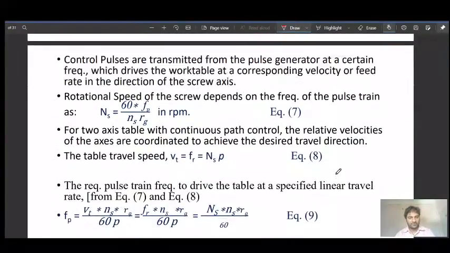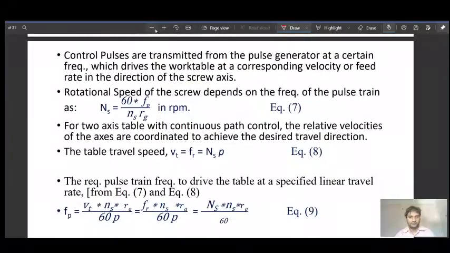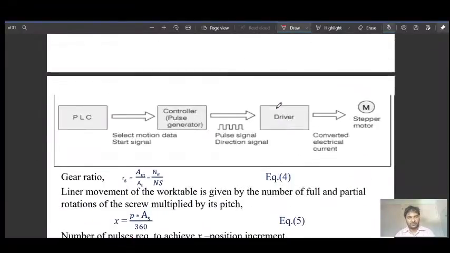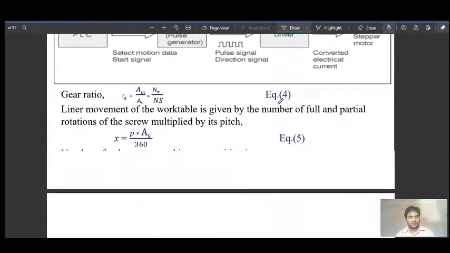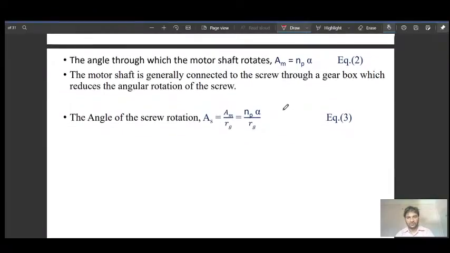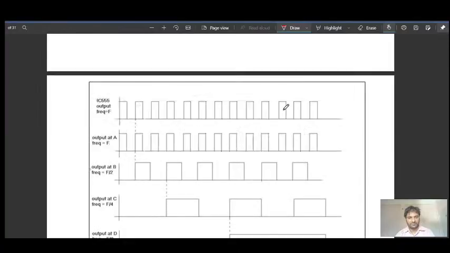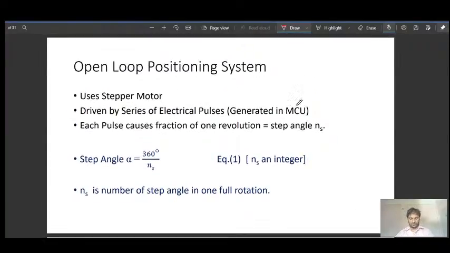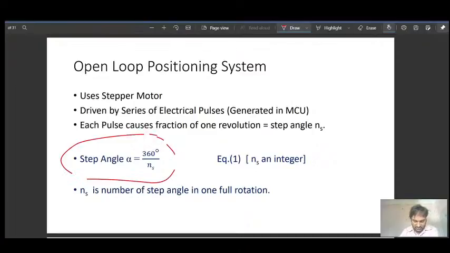So last time I was discussing these relations. As you can see from here, I am taking a quick review. So here you see step angle. As you can see, alpha is given by 360 by Ns. Ns is the number of steps.